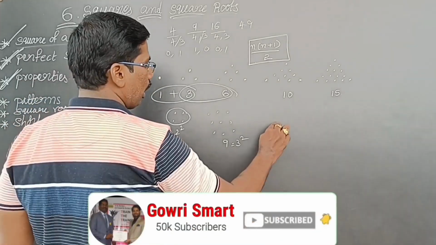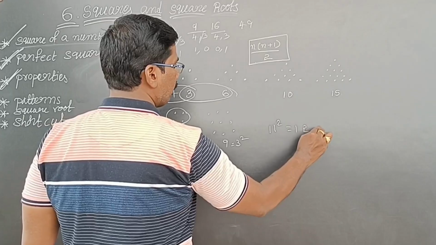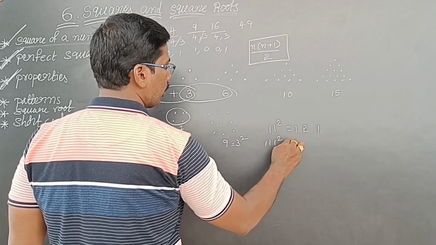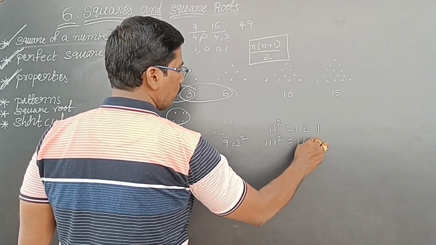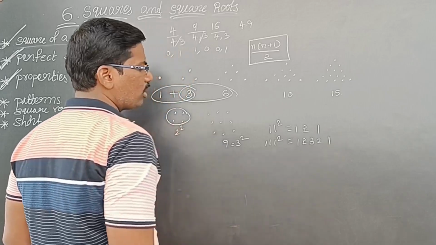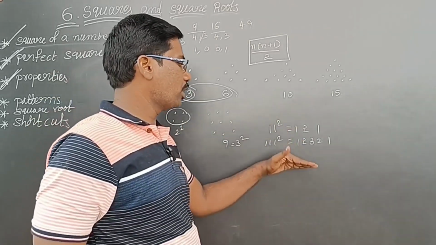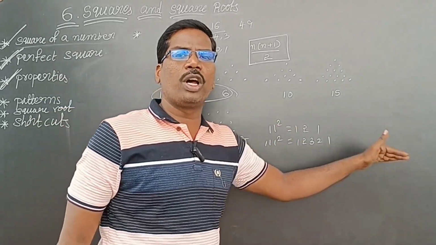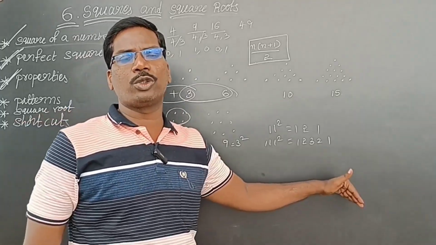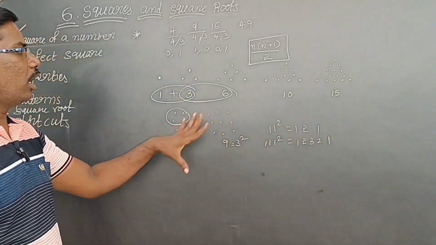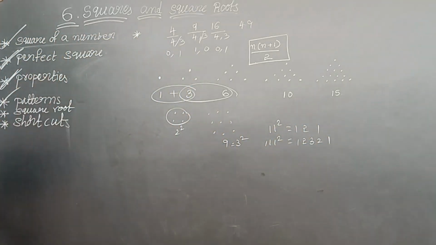Next, 11 square is 121. Next, 1 square, you will get 1, 2, 3, 2, 1. So like that some patterns will be there. Next, 1, 2, 3, 4, 3, 2, 1 is there. Next, 1, 2, 3, 4, 5, 4, 3, 2, 1 is there. So like this, some patterns are there in squares.